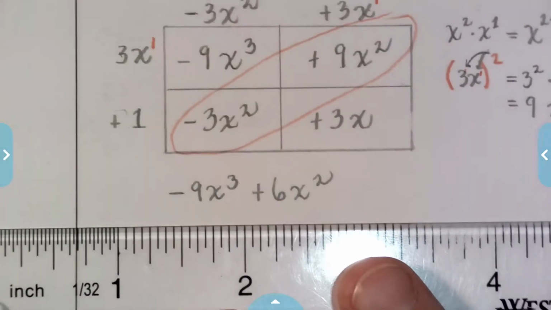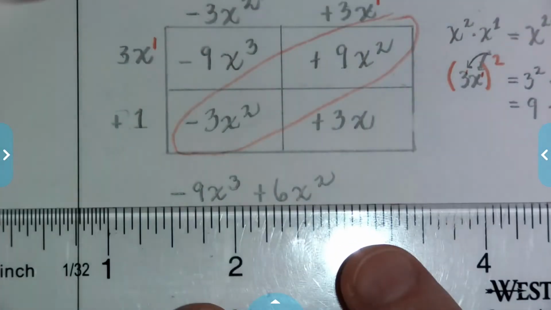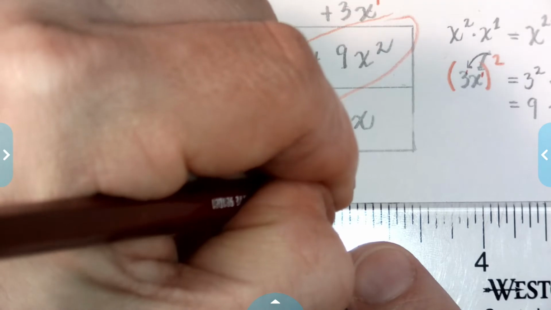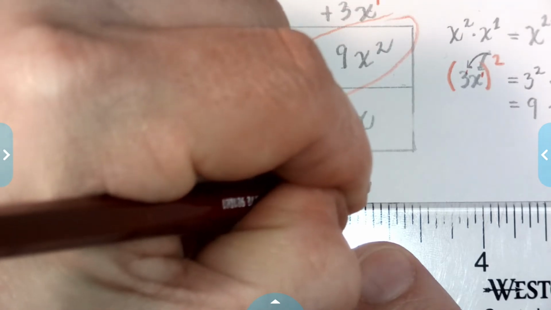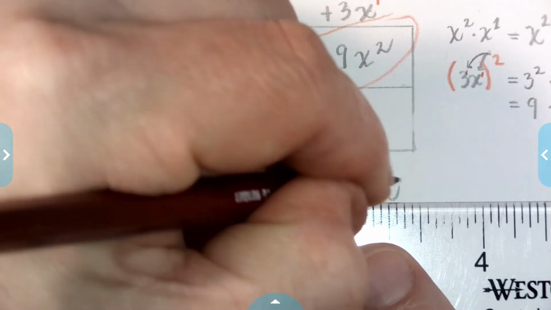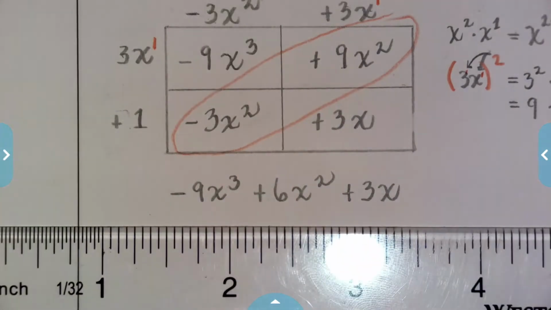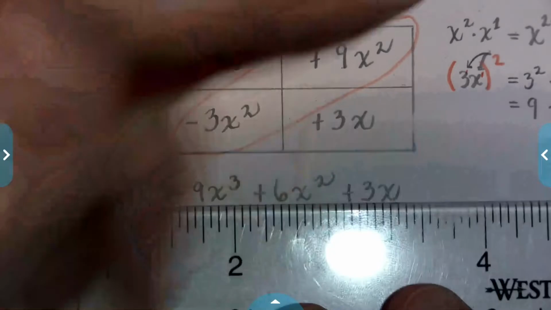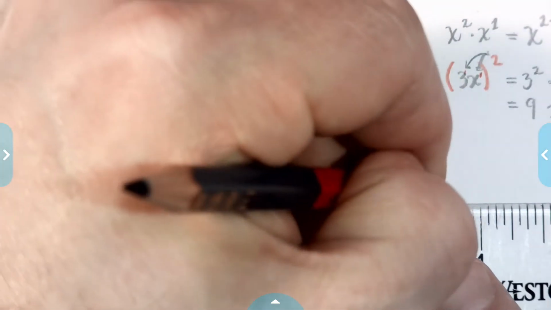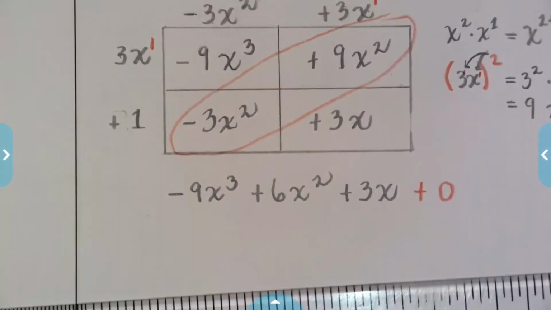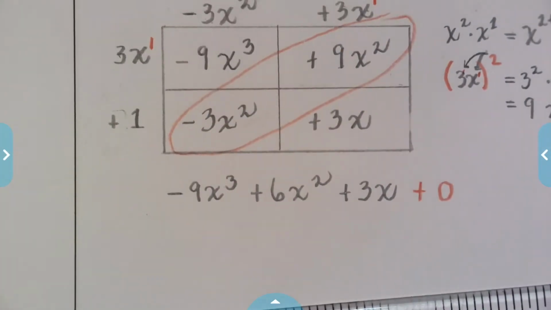All right, now the next thing is the linear term, plus 3x. You might be saying, hey, where's the number that's all by itself? It's there, but guess what it is? It's plus 0. Okay, so there's your cubic in standard form.